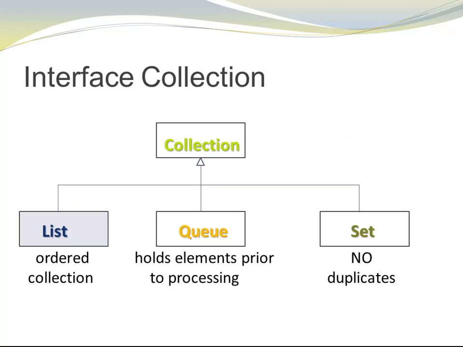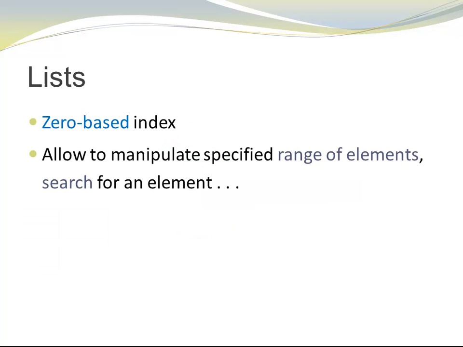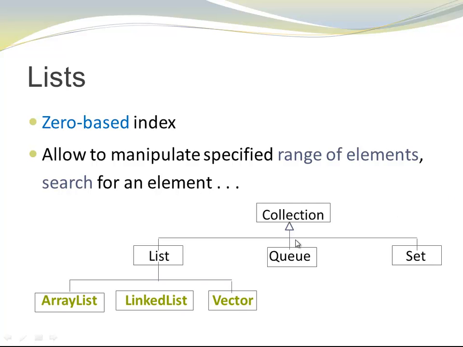Now let's have a closer look at the interface list. Lists are ordered collections where the user has control where in the collection an element should be inserted or deleted. Lists have a zero-based index. They also allow to manipulate specified ranges of elements, search for elements, etc. Here you can see the list extending interface collection and the different classes, array list, linked list, vector, that implement the interface list.